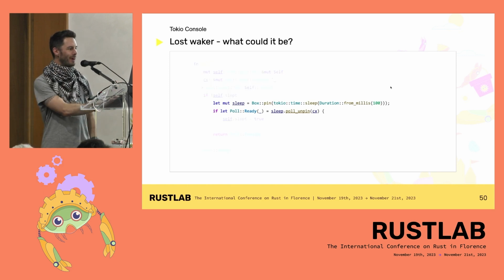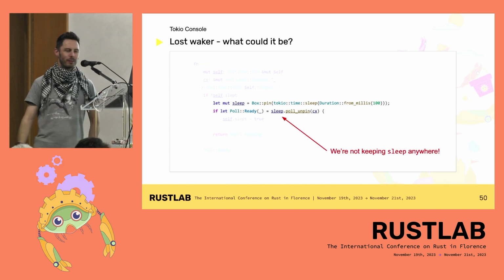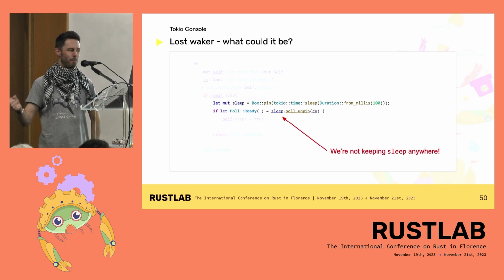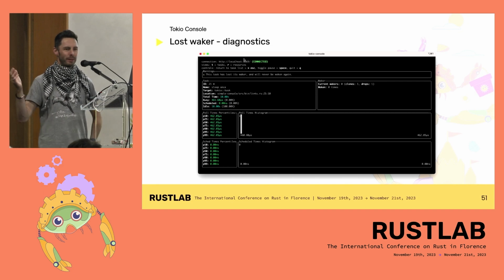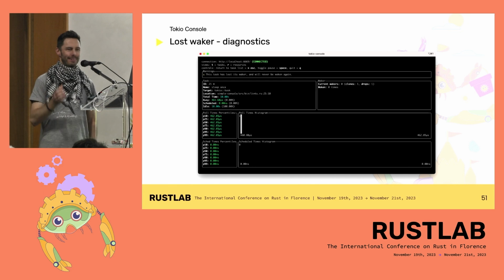So what that means is, I'm grabbing my sleep here, and then I'm polling it, and if it's ready, then I'm setting slept true, but we're not keeping sleep anywhere. And if I drop this sleep future, it's the one holding onto the waker. I'm not holding onto it. Yeah, and then we end up in this situation where the task has lost its waker. It'll never be woken again. This is a pretty contrived example, although to be honest, copying and pasting your first code to write a future, it's not that unlikely that this is going to happen. But there are plenty of other examples where this might happen.